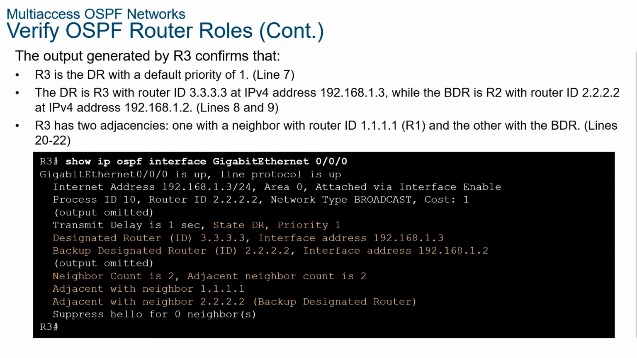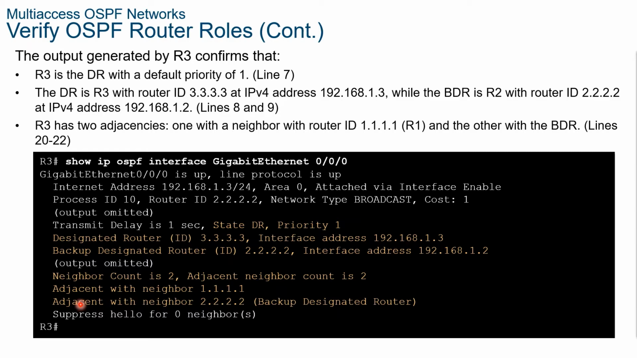Okay. Now let us evaluate the router R3. So the output generated by R3 confirms that R3 is the DR with a default priority of 1. So as you can see here, state DR, priority is 1. Okay, so the designated router is 3.3.3.3 connected at 192.168.1.3, while the BDR is R2 with router ID 2.2.2.2 at IPv4 address 192.168.1.2.